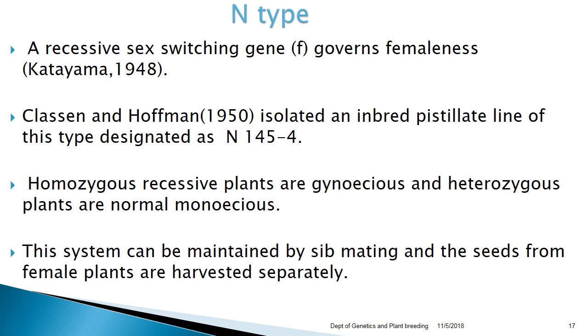Inbred pistillate line of this type designed as N145-4 by Casson and Honaf. Homozygous recessive plants are gynoecious and heterozygous plants are normal monoecious. This system can be maintained by sib mating and seeds from female plants are harvested separately.